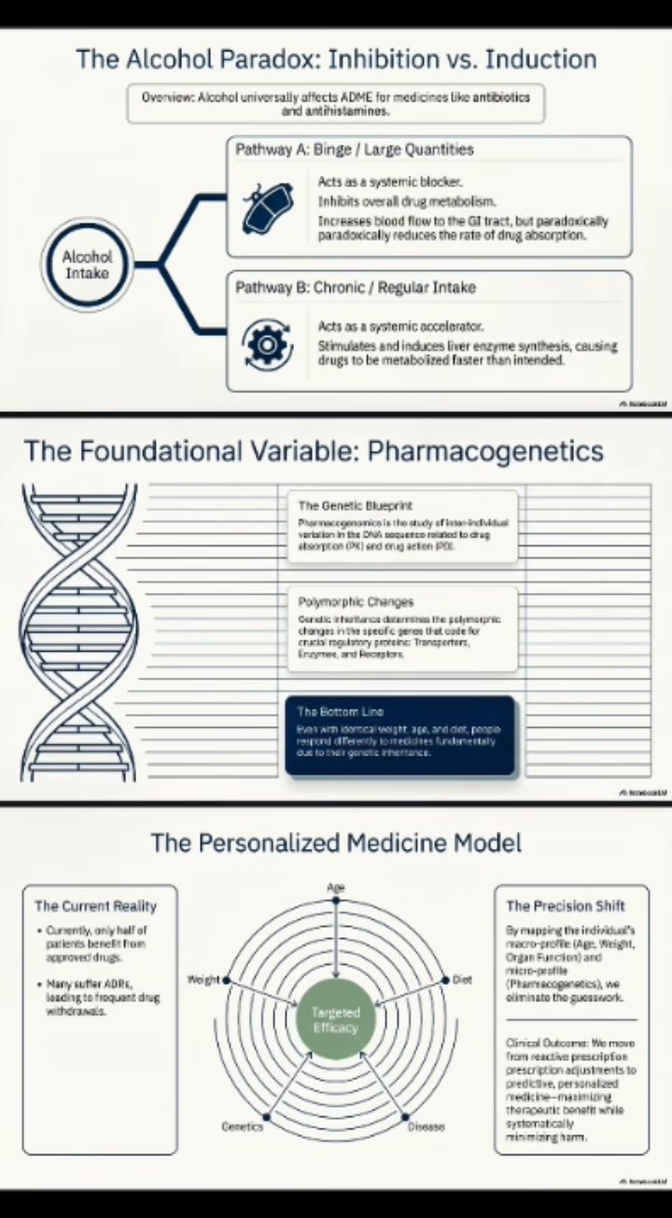Another factor is alcohol. Alcohol can either induce or inhibit cytochrome P450 enzymes. Now, someone who is a binge drinker who doesn't drink all the time, when he takes alcohol, it will inhibit cytochrome P450 enzymes. But someone who drinks regularly will induce cytochrome P450 enzymes. So that will affect metabolism of a drug.